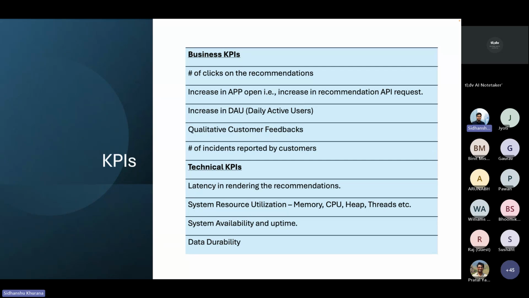Similarly, in technical KPIs, we can provide latency in rendering the recommendations on the app, system resource utilization like memory, CPU, heaps, threads, etc., system availability and uptime, and data durability.